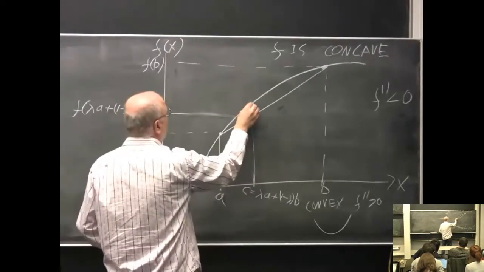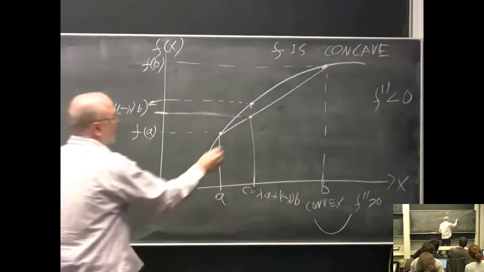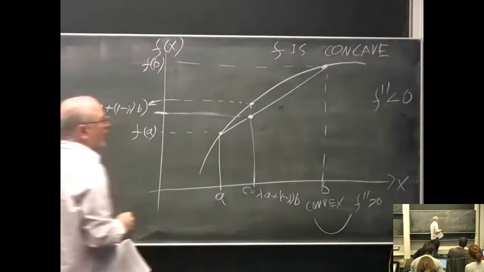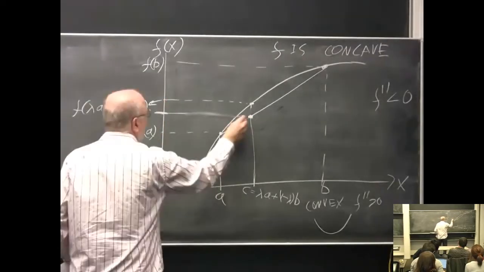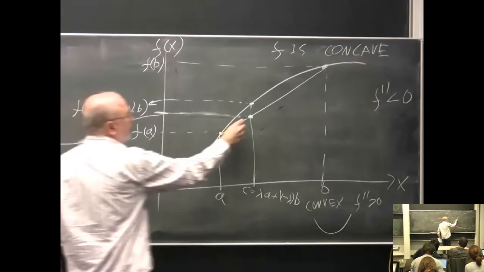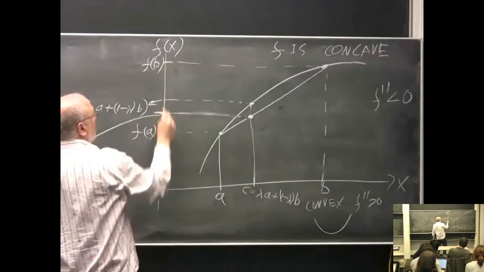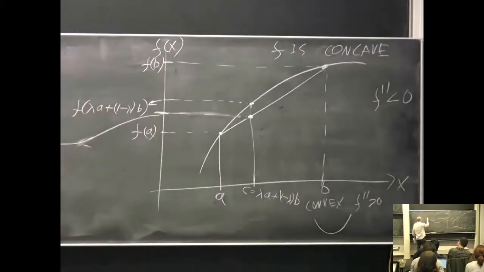It's this point. What is this point? This point is a linear interpolation. I'll put it here. This point is the linear interpolation of these 2 points, right? Of this and this point with the same coefficient. So it's lambda times f of a plus 1 minus lambda times f of b.